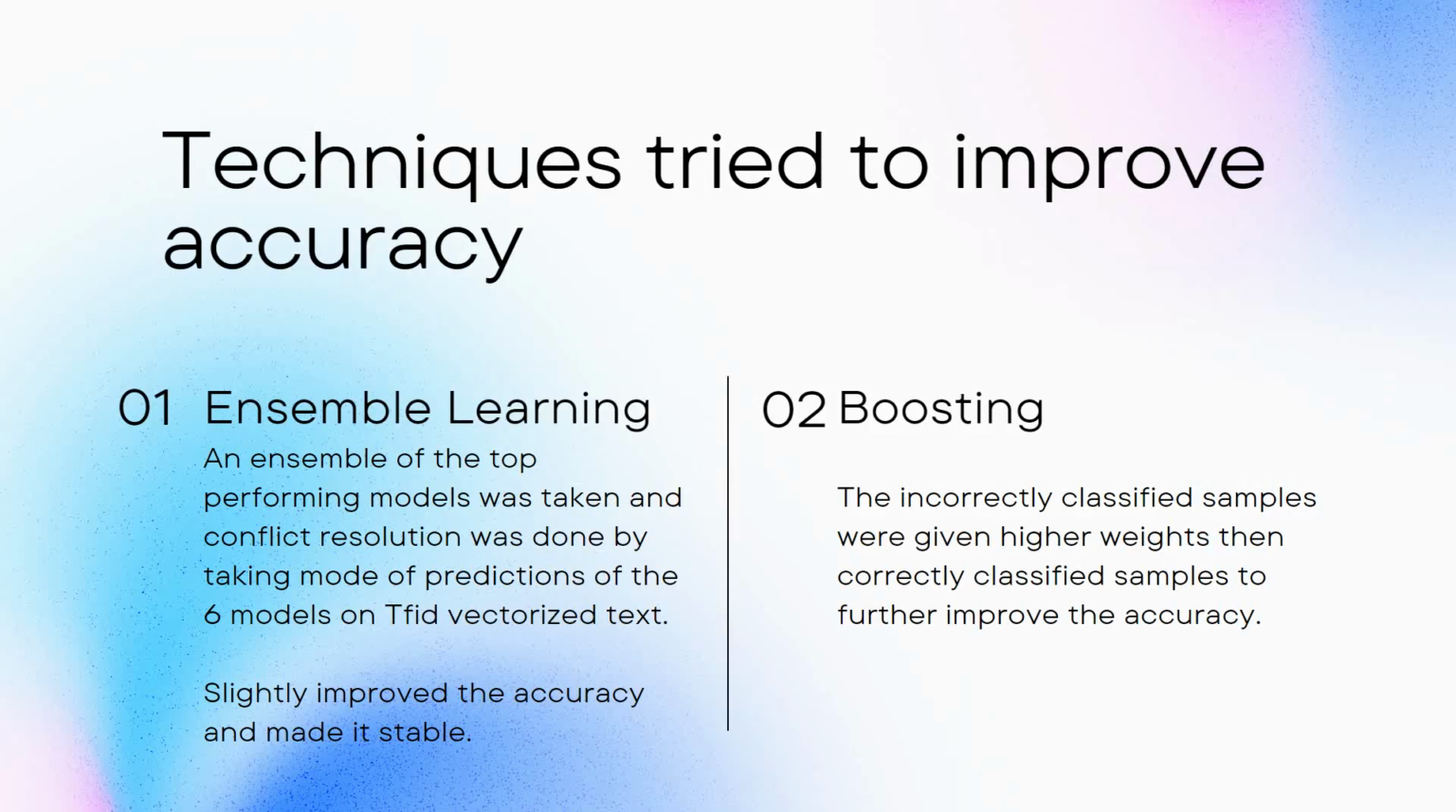Also, we performed ensemble learning and boosting. In ensemble learning, we combined the model values of the labels predicted to finally determine the final prediction. In boosting, the incorrectly classified samples were given higher weights than correctly classified samples to further improve the accuracy.